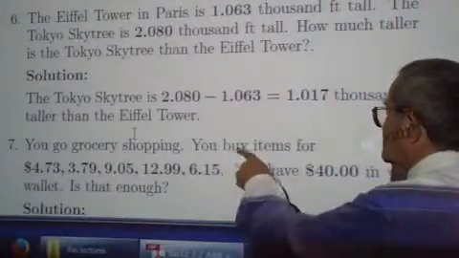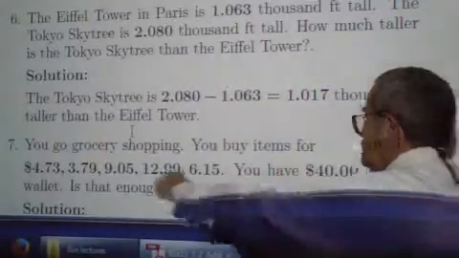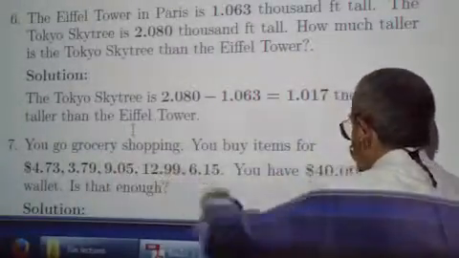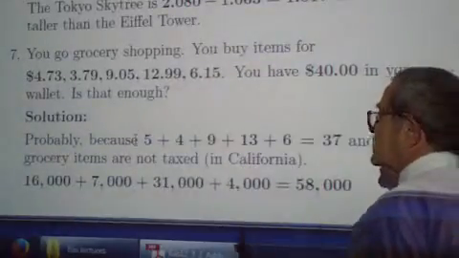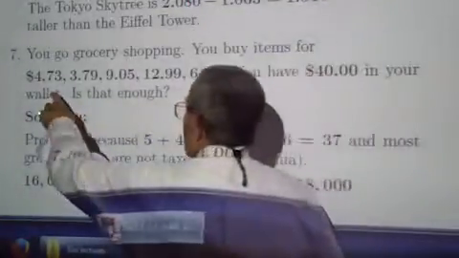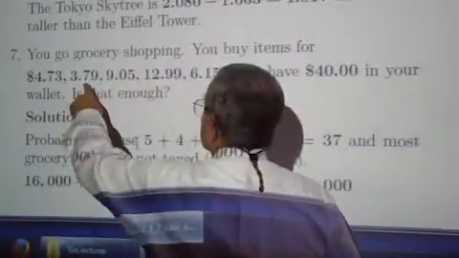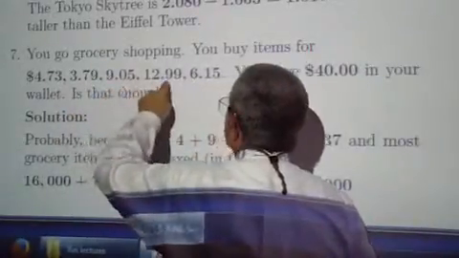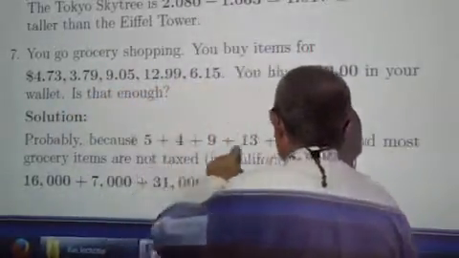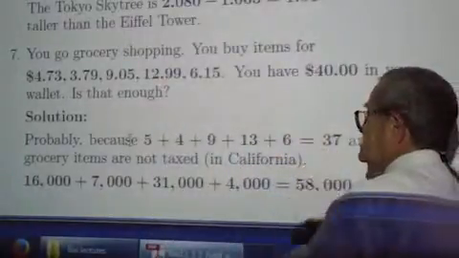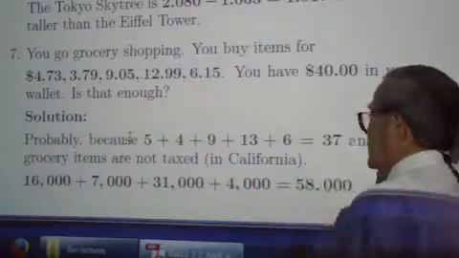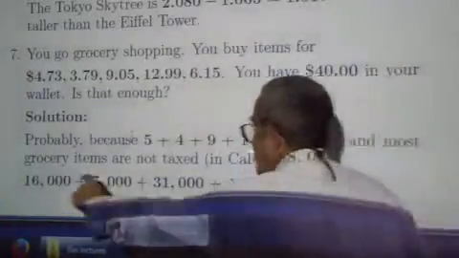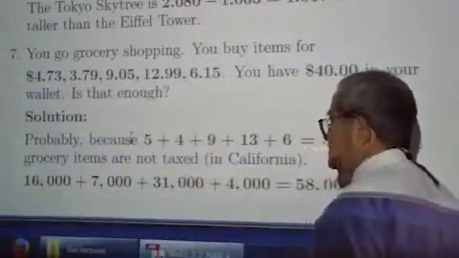And then your grocery shopping, you bought as many items as you have here. You have $40 in your wallet, is that enough? A quick approximation, you have about $5 plus $4, about $9, $13, $6. The total comes out to about $37. It looks like you have enough if you have $40 in your wallet. This line should not be here, so erase it.